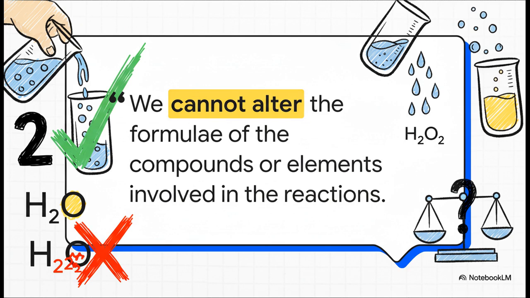That just means you have 2 molecules of water. But you cannot change the formula to H2O2. Why not? Because H2O is water, but H2O2 is hydrogen peroxide. It's a completely different chemical. Changing the subscript changes the substance itself. This is a very, very common mistake students make in exams, so please remember this rule.